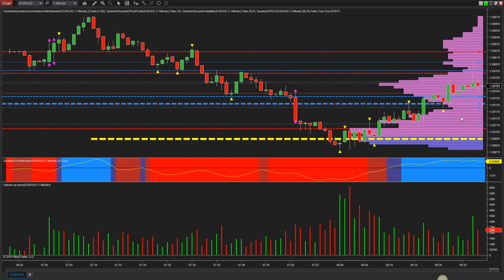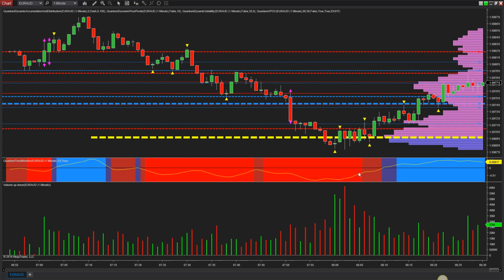The principles are exactly the same. The trend monitor has transitioned. It's gone through the spectrum from bright red into dark red, dark blue, out the other side into bright blue. So it's helping to support that sentiment that the trend has broken down and we've got a full-blown reversal underway.